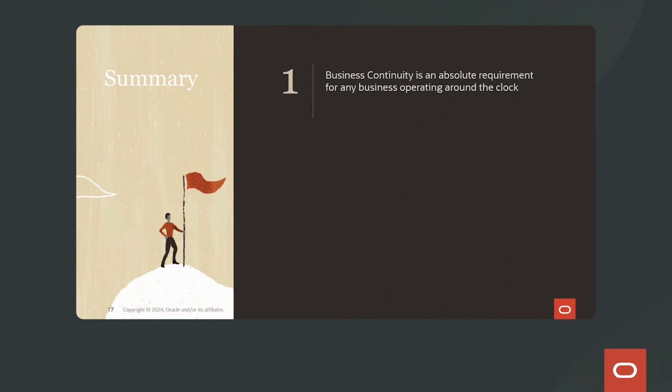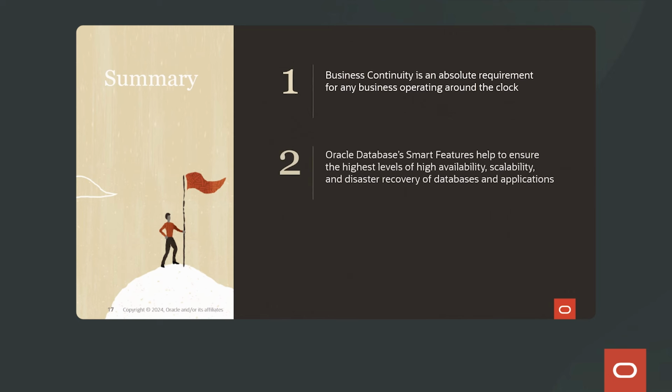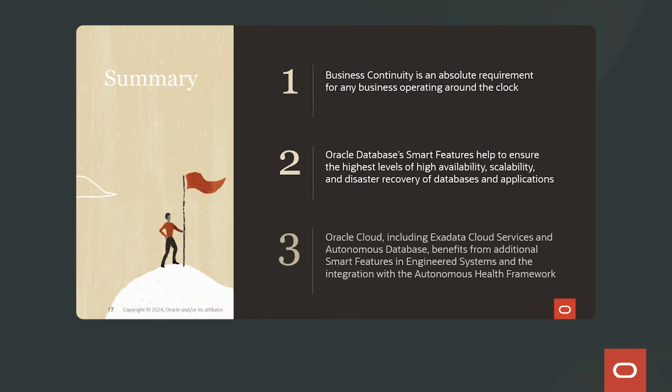So in summary, business continuity is an absolute requirement for any business, big or small, operating around the clock. Oracle Database's smart features help to ensure the highest levels of high availability, scalability, and disaster recovery of databases and applications. Oracle Cloud, including Exadata Cloud Services and Autonomous Database, benefit from additional smart features in engineered systems and the integration with the Autonomous Health Framework as shown.